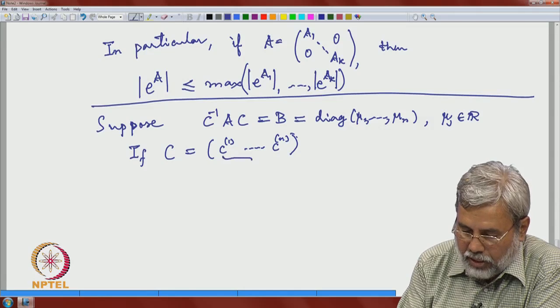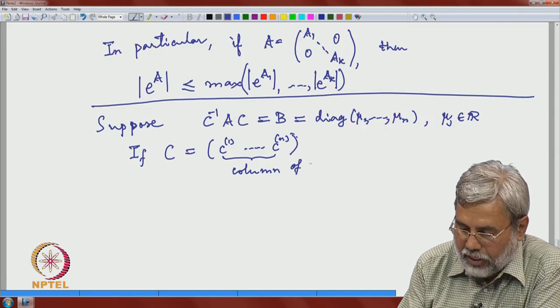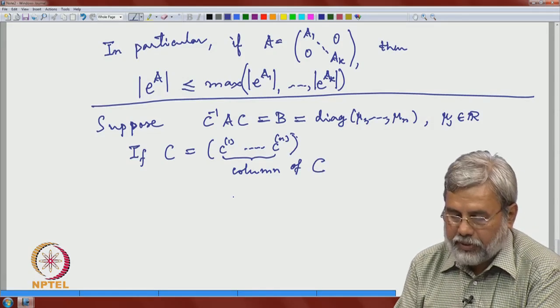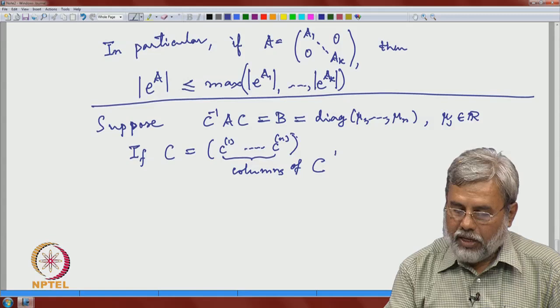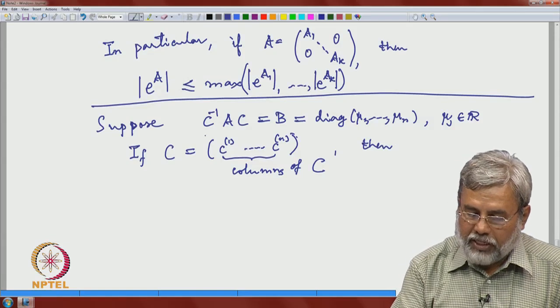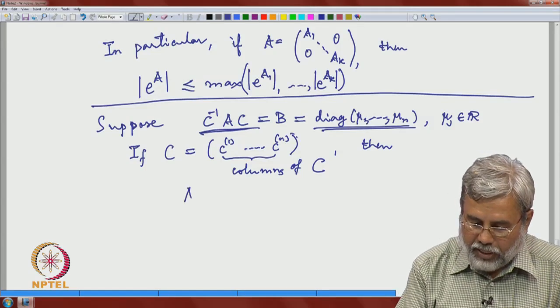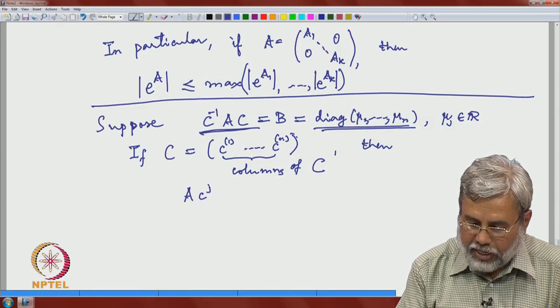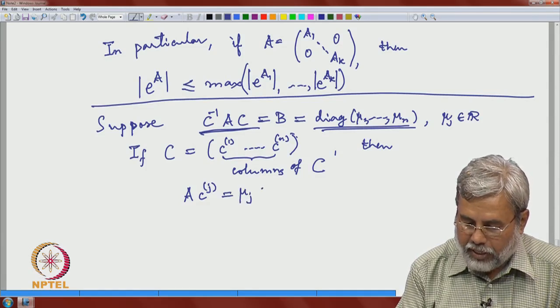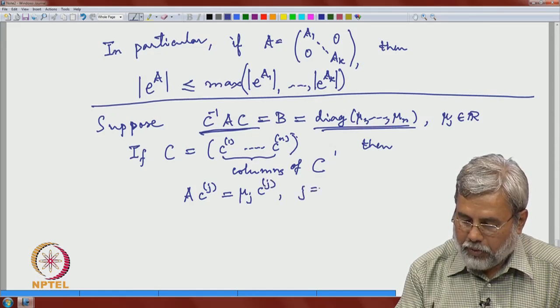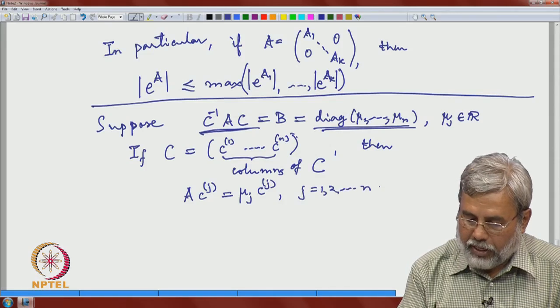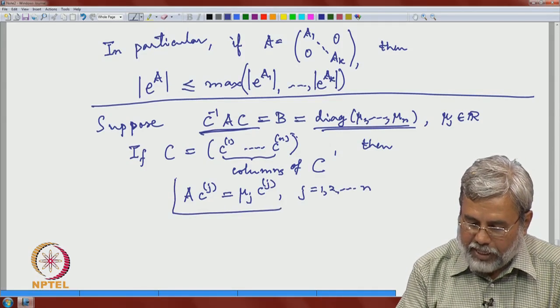So, these are columns of C, the matrix C. Then you expand this thing, and you see that A C_j is equal to mu_j C_j, for j equal to 1 to n, and this you have already seen.